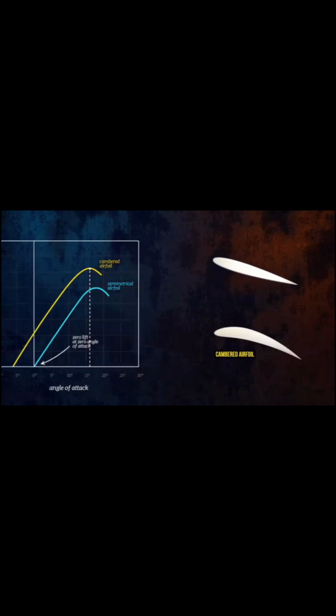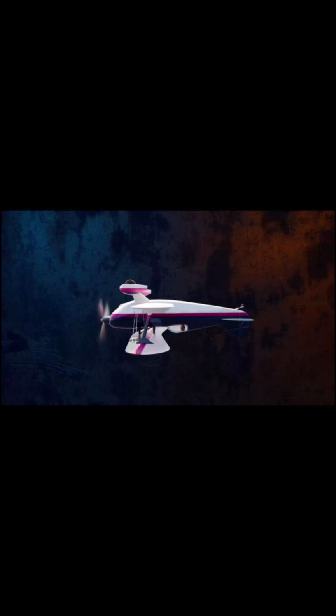Aerobatic aircraft usually use symmetrical airfoils since they allow planes to fly upside down more easily. Lift is generated by lifting the nose of the plane to create an angle of attack.